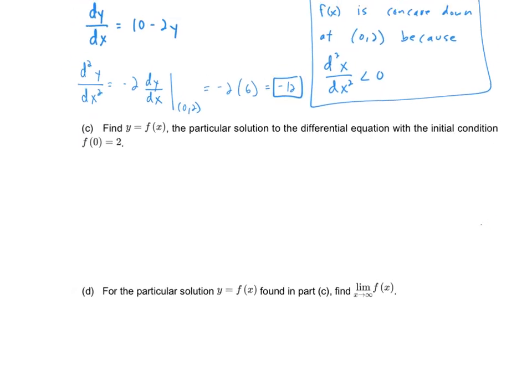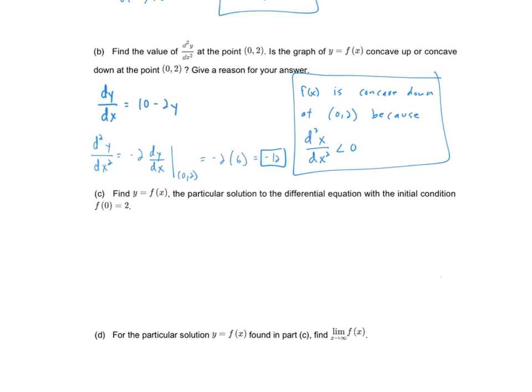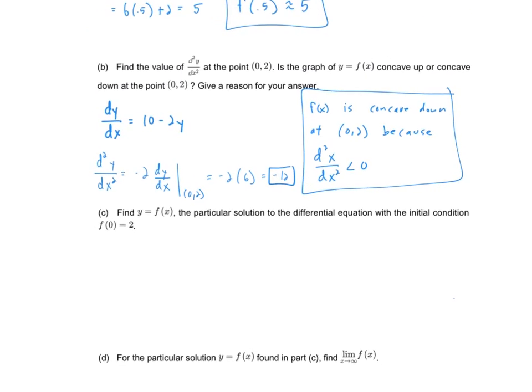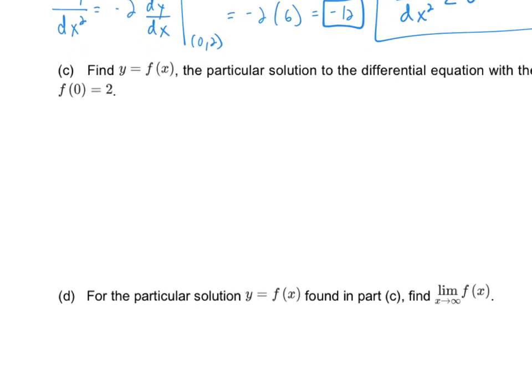Okay, next one. Find the particular solution to the differential equation with that initial condition. Finding particular solutions is about integrating, and we haven't done this in a while, I don't think. Almost always with these, before we integrate, we're going to separate the variables. So here we have a dy on the left-hand side, and we need to get the y on the left-hand side with it. And then the dx will go on the right-hand side.